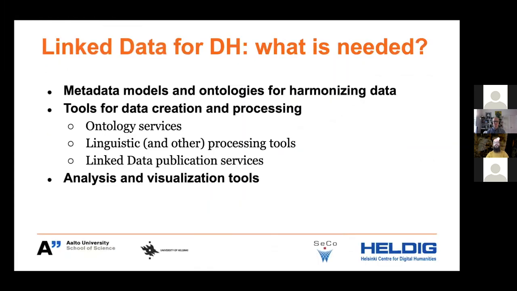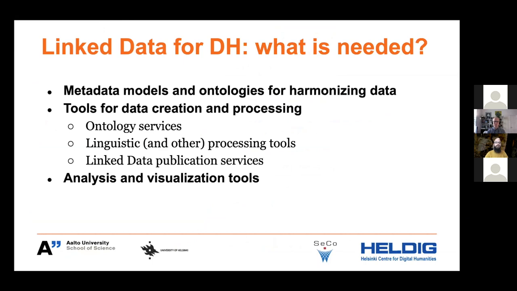So now let's move on to our vision for this linked data infrastructure in Finland. So what is needed? Firstly, we need some kind of metadata models, so how to describe the data in an interoperable way. And also ontologies or other kinds of vocabularies to describe or to refer to these individuals. For example, Akseli Gallen-Kallela, he needs an identifier. So for that, we need ontologies. And once we do this, then data is harmonized and easier to process with shared tools.